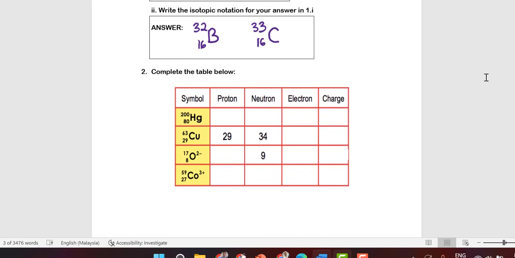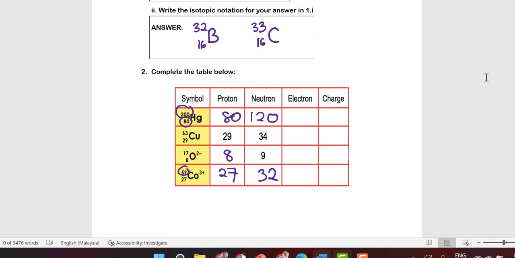Okay, so next part, we have isotopic notation, so we need to fill in this table. So proton number is here, 8, 8, 27. So neutron number, you need to deduct nucleon. So here is nucleon. So nucleon minus with proton is neutron number. So 120. So 59 minus with 27, 32.